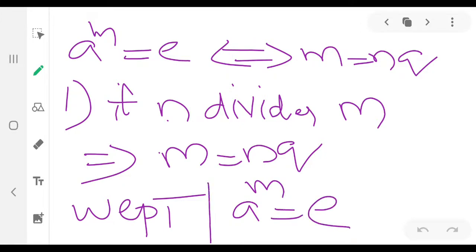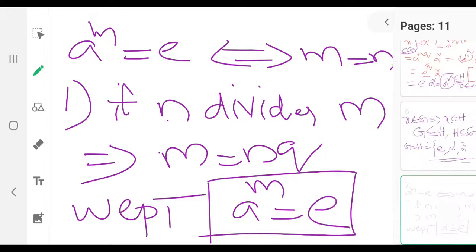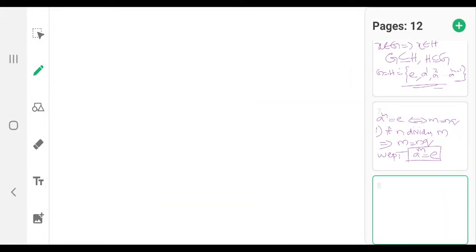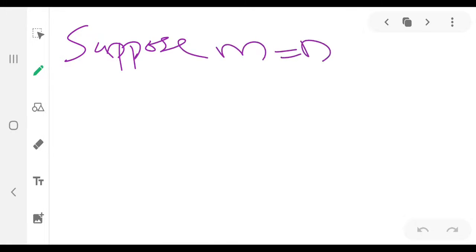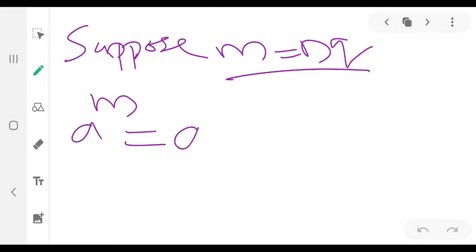ഇതാണ് നമുക്ക് പ്രൂവ് ചെയ്യേണ്ടത്. അപ്പോൾ suppose m is equal to nq. Therefore a raised to m is equal to a raised to nq, which is equal to a raised to n whole raised to q.